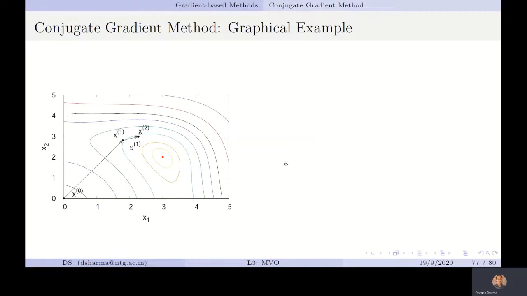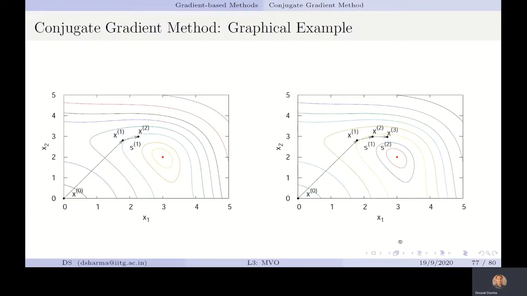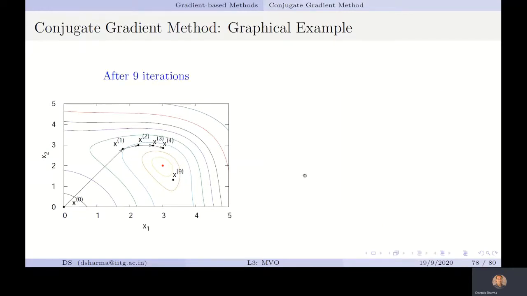Let us look at the graphical example. So we started from the origin X0. We perform the minus times of gradient of the function, we get X1. Then we find conjugate direction S1, get the point X2. Thereafter, from X2, we have another direction S2, and then we get a point X3.